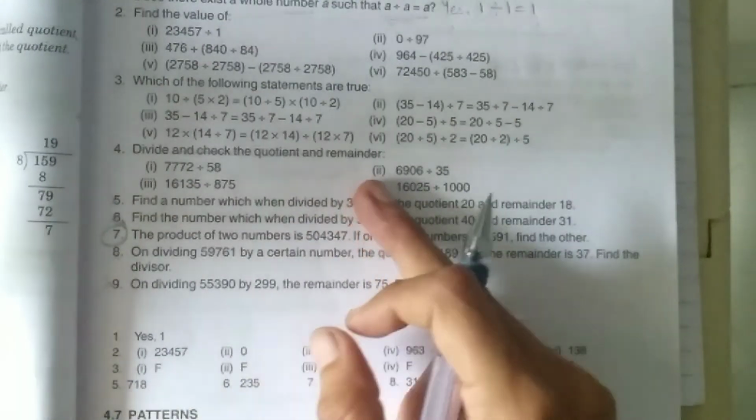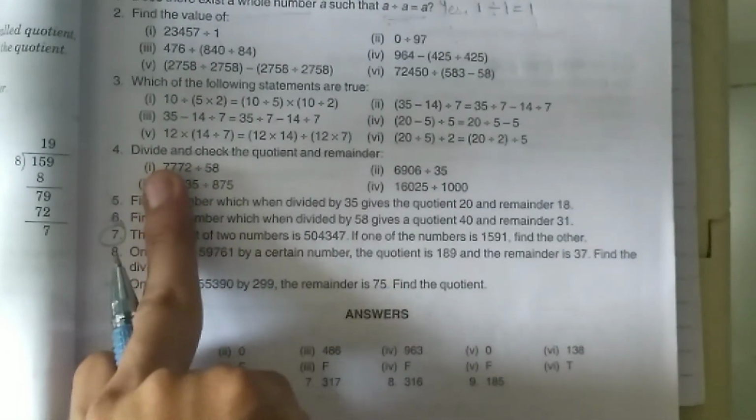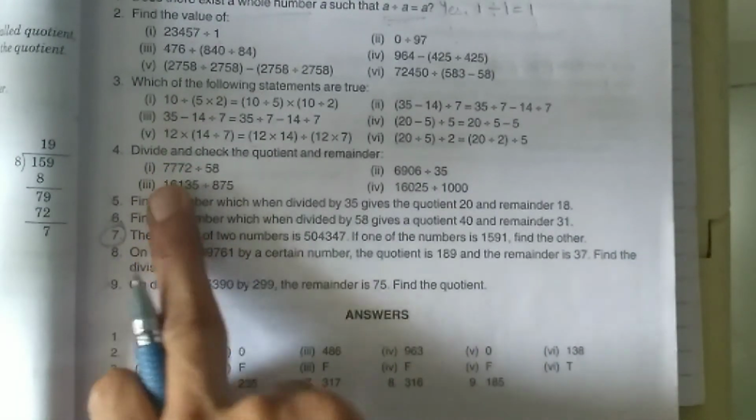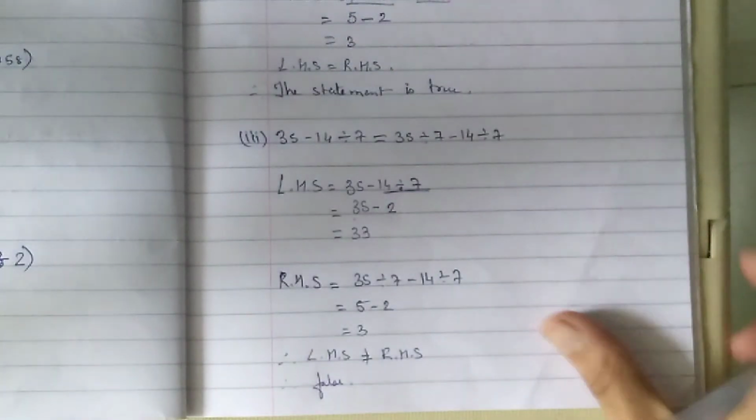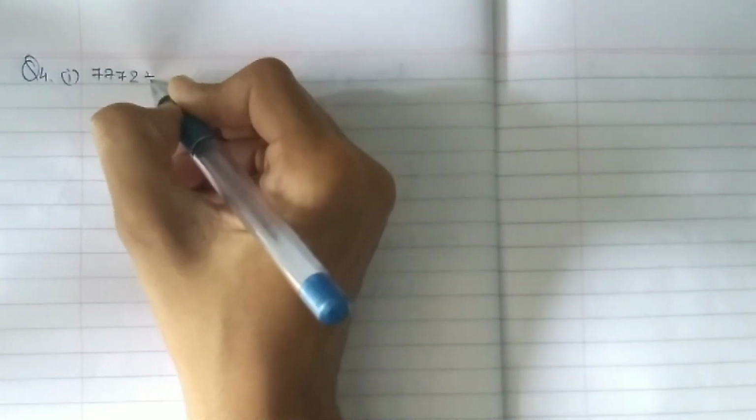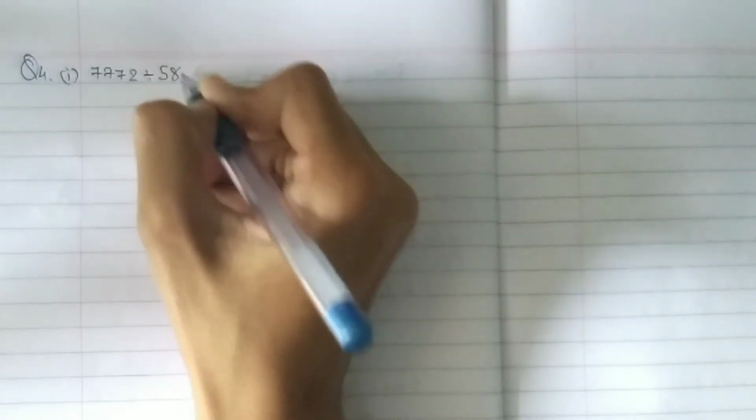Question number 4. Divide and check. Question number 4 we have to do divide. Question 1. 7772 divided by 58. Simple division we have to do. Okay. Question number 4. First one, 7772 divided by 58. Simple division.